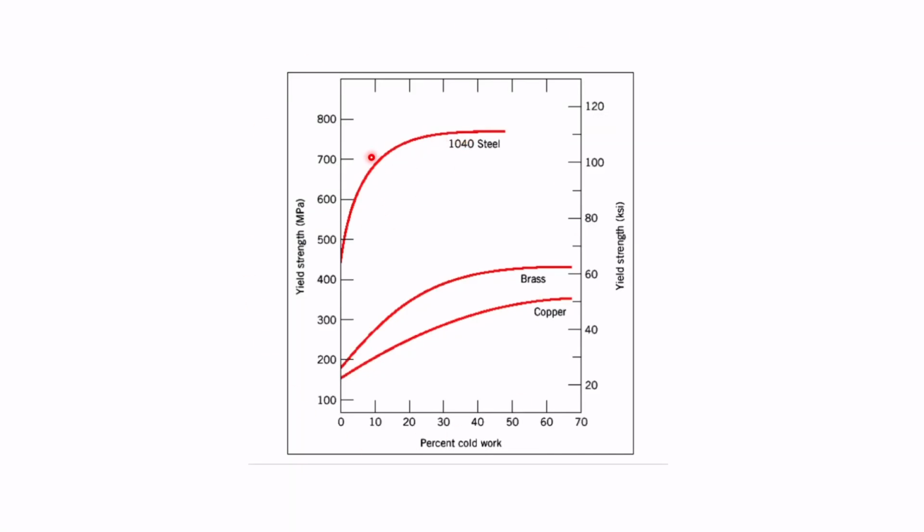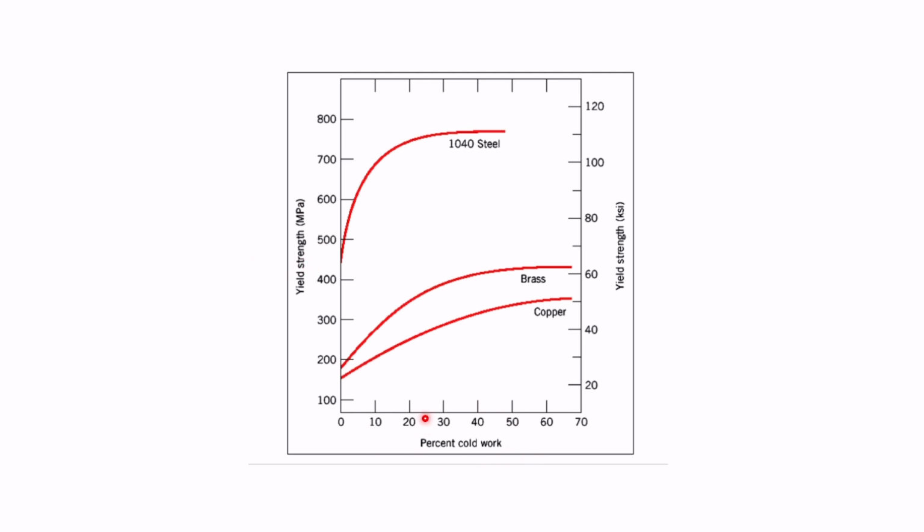Today we are diving into one of the most important concepts in material science, that is the relation between cold working and yield strength and ductility. This graph actually says it all. But don't worry, I will break it down for you in the simplest way possible. Okay, so look at this graph.